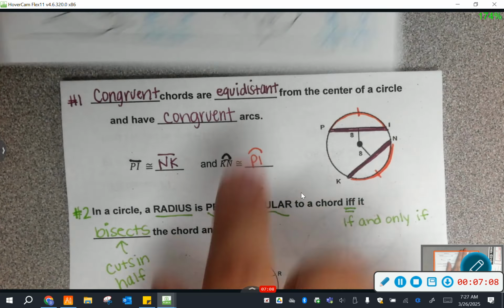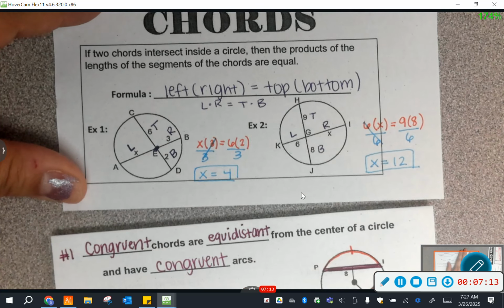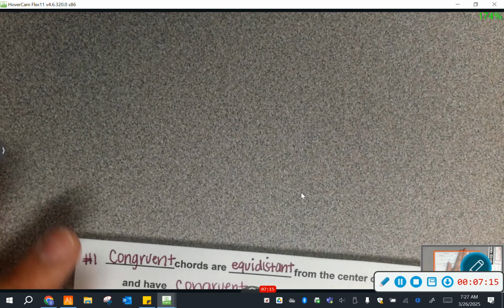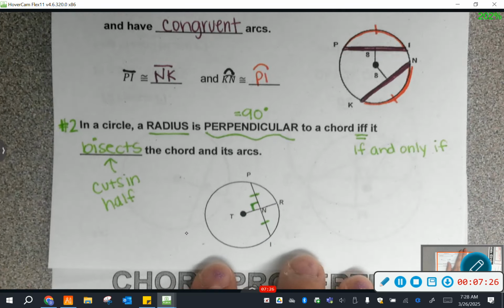And as a reminder, yesterday we also learned this about chords. My left times right equals the top times the bottom. Can I open this up and move on? Y'all all got that down? Right here?